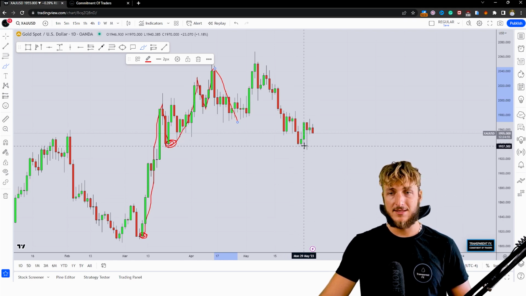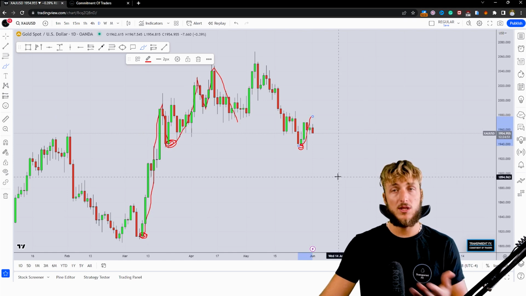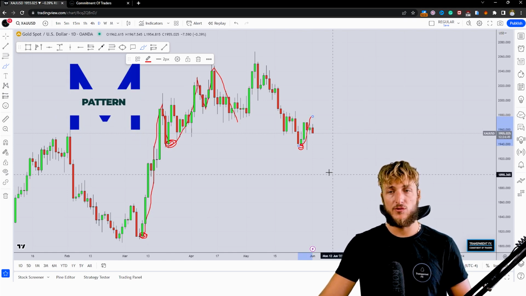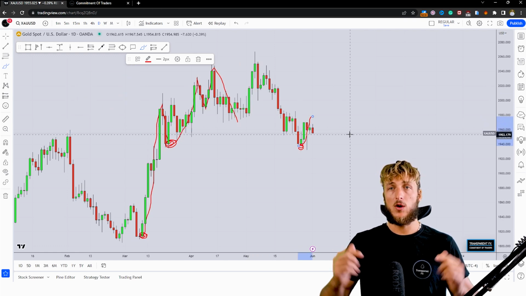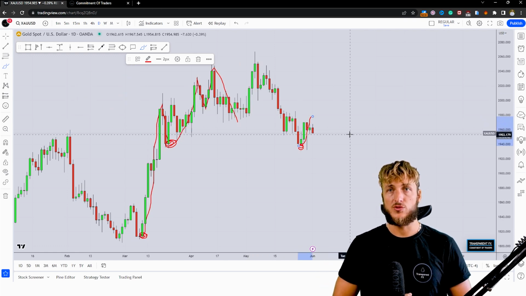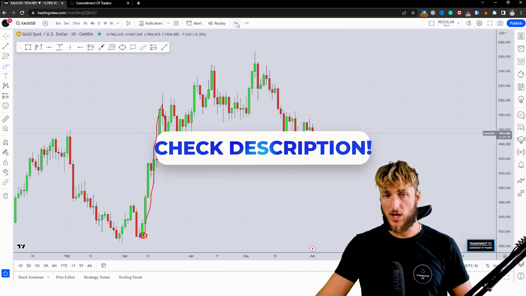And in the very last analysis, I explained why from here we could expect this rejection to the upside, completing that weekly M pattern as I have previously explained on the weekly time frame just now. And by the way, I will link in description all those previous analysis so you can go and check them out for more free education.